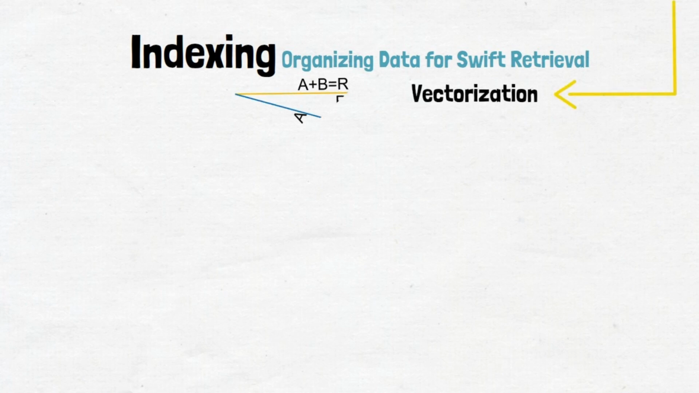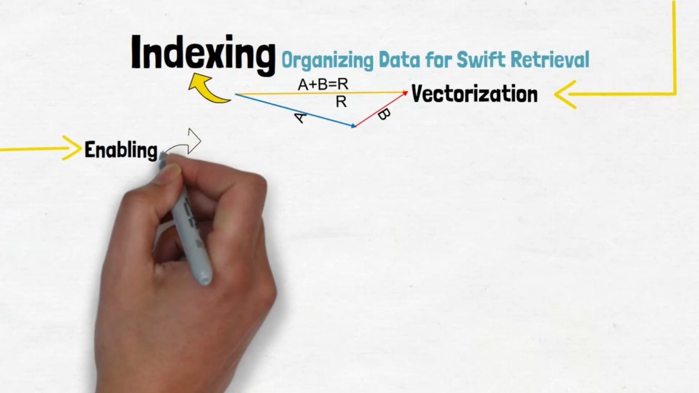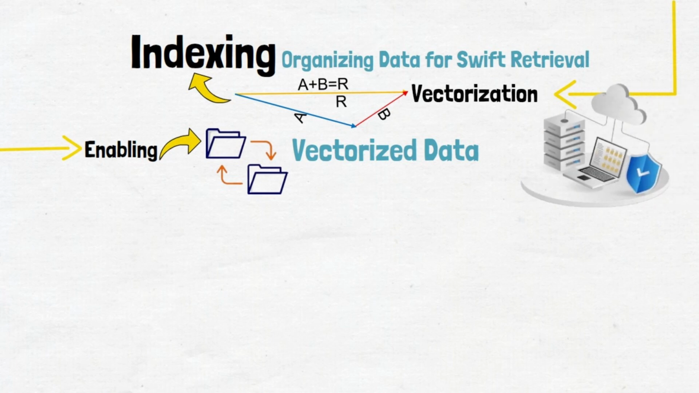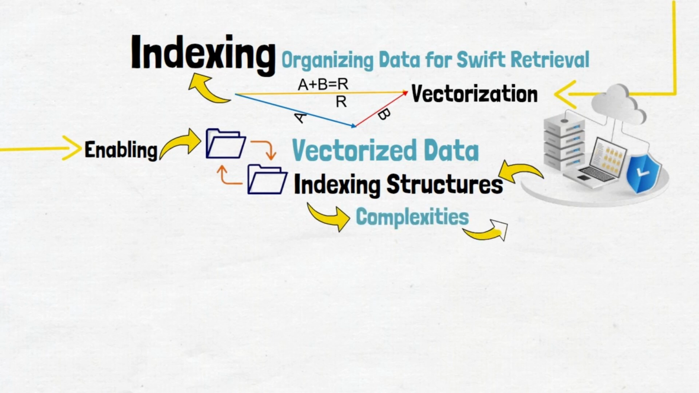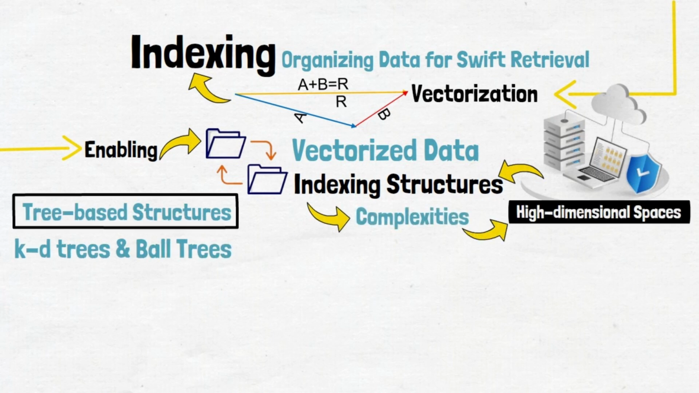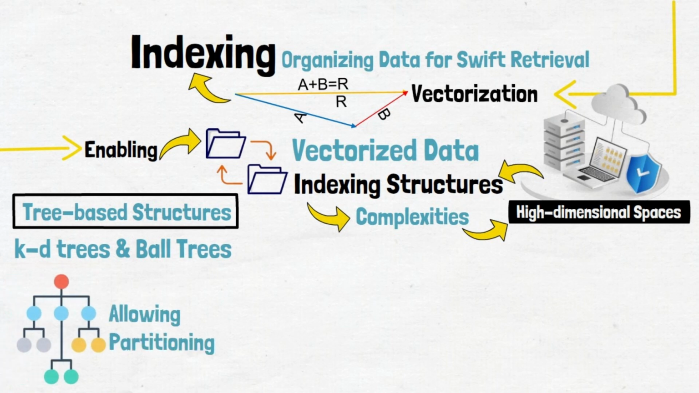Indexing, organizing data for swift retrieval. Following vectorization, the resultant vectors are methodically organized through indexing. This stage is critical for enabling efficient retrieval from the vast expanse of vectorized data. Modern vector databases deploy a variety of sophisticated indexing structures designed to navigate the complexities of high-dimensional spaces. Tree-based structures like KD trees and ball trees offer hierarchical organization, allowing for partitioning of the space in a way that facilitates efficient search operations.